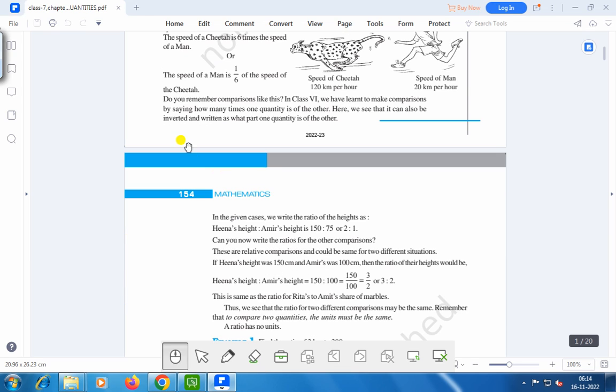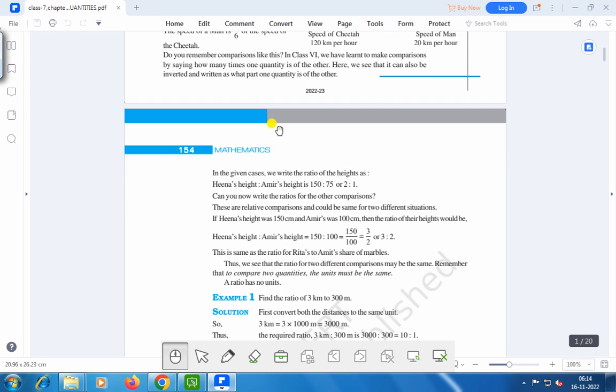Right? Do you remember comparisons like this? In class 6 we have learned to make comparisons by saying how many times one quantity is of the other. Here we see that it can also be inverted and written as what part of one quantity is of the other.